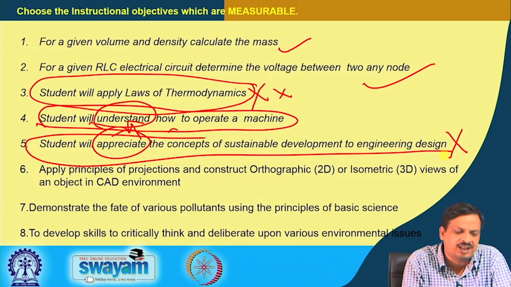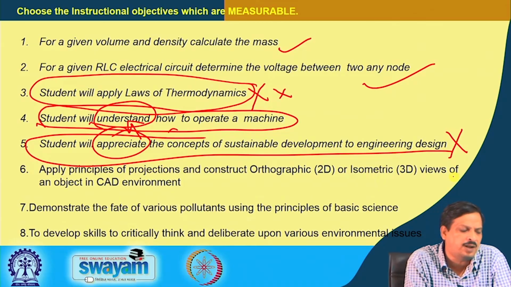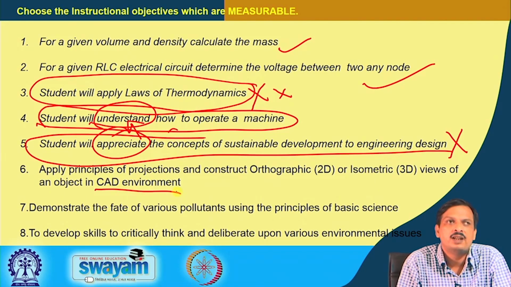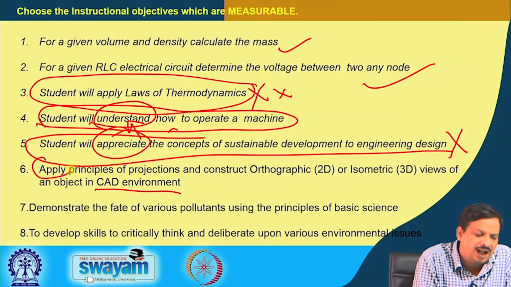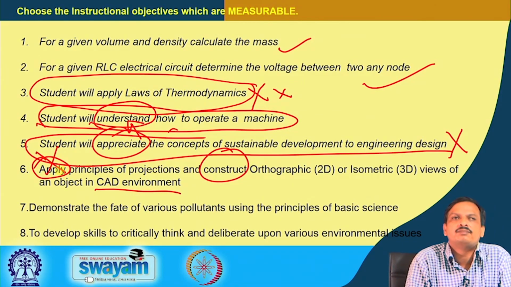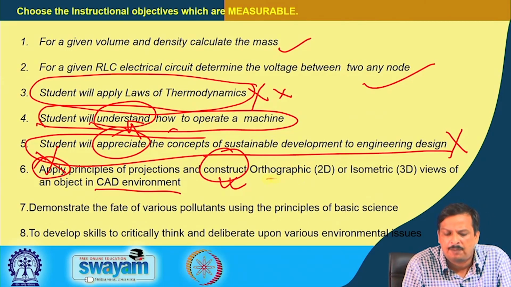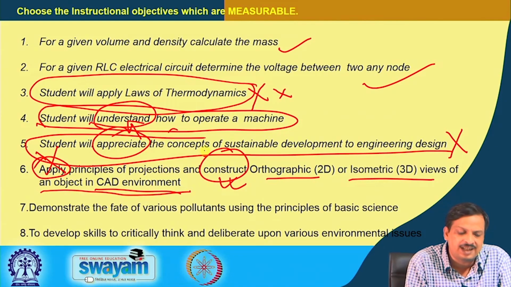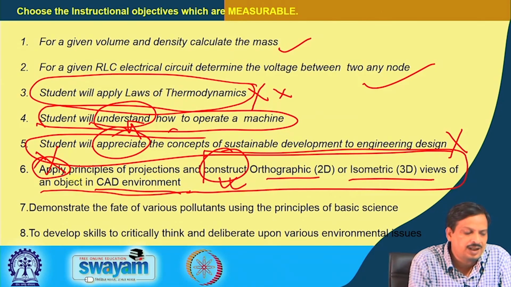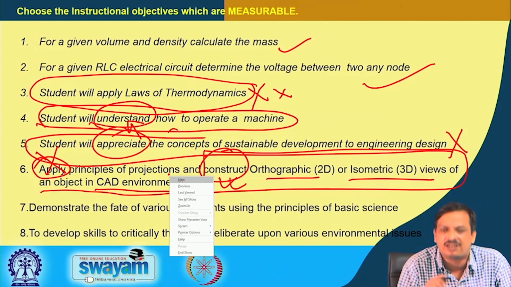Apply principle of projection and construct orthographic or isometric view of an object in a CAD environment. Sometimes I see there are two action verbs, apply and construct. This apply is not a correct action verb. The action verb is construct. So, construct orthographic or isometric view of an object in a CAD software is a measurable action. But if I say apply principle of projection is an action by the learner, it is not measurable.